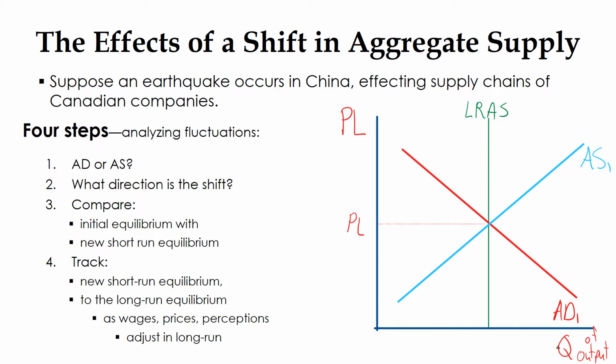Is that going to affect aggregate demand or aggregate supply? Aggregate supply, it's going to be harder to produce goods and services. What direction is the shift? These products are going to become more expensive, just like last time. Now here we are from A to B. Are we going to have an expansionary gap or an inflationary gap?